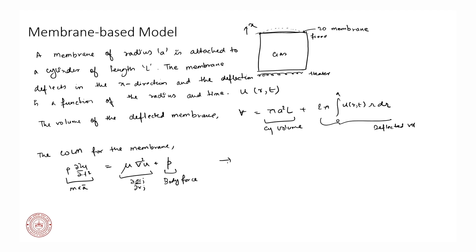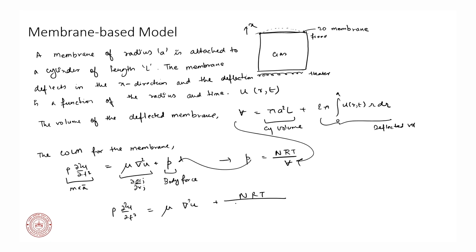Right. If we again assume an ideal gas relation, that P is equal to nRT over volume V, we substitute volume over here, and then we substitute this back into our equation. Our governing equation becomes rho del square u by del t square equal to mu del square u plus nRT over pi a square L plus 2 pi integration 0 to a of u r dr. This becomes our governing equation.